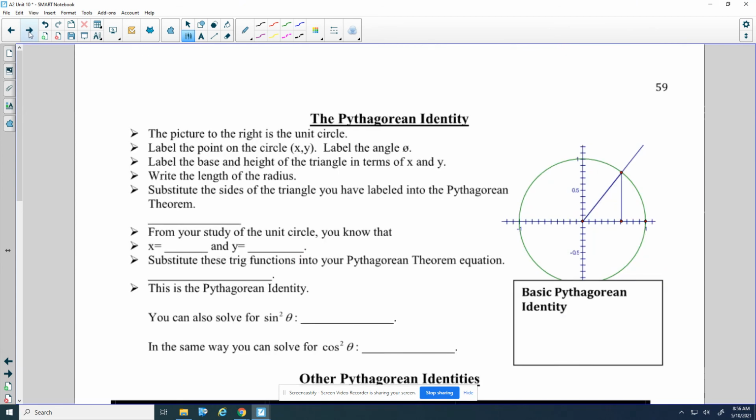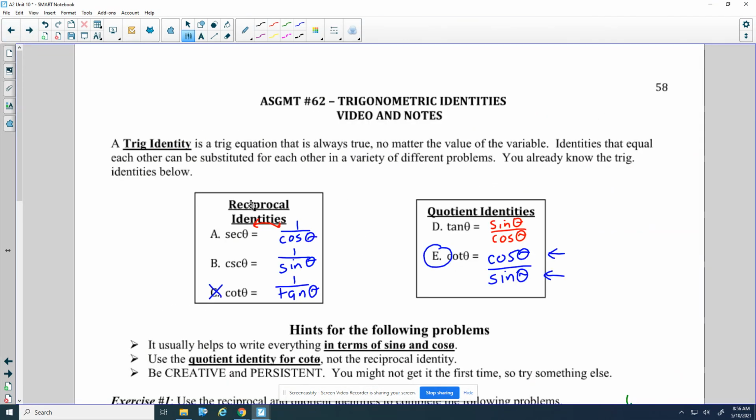So on the next page, we're going to start to look at the Pythagorean identity, but that's your basic reciprocal and quotients over here.